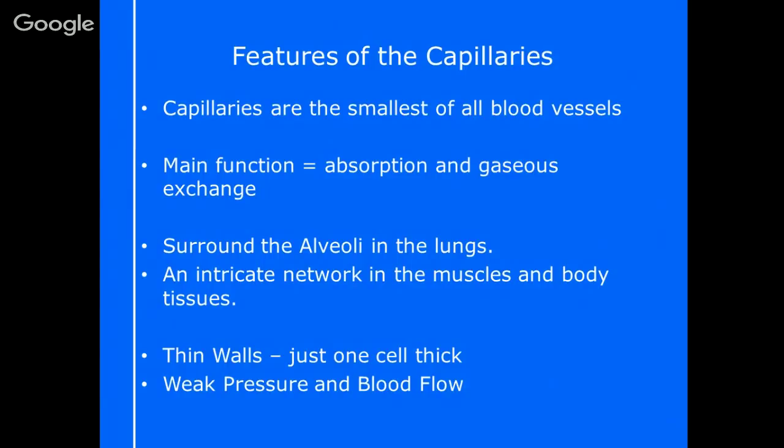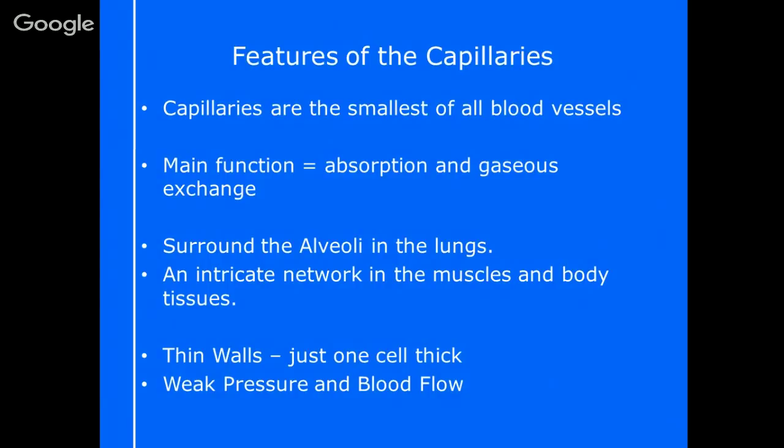The walls are so thin, they're only about one cell thick, which allows blood, nutrients and gases to transfer between the capillaries and the area it needs to serve. So they have a really important purpose. Their main function is absorption and gaseous exchange. They help with moving oxygen, other gases, and also nutrients across the barrier between capillaries and the tissue that it needs to serve, or the alveoli in the lungs.